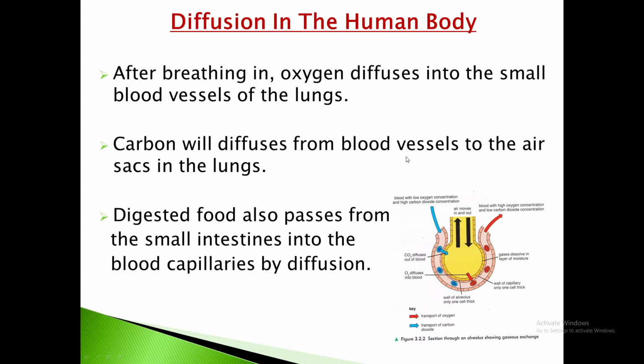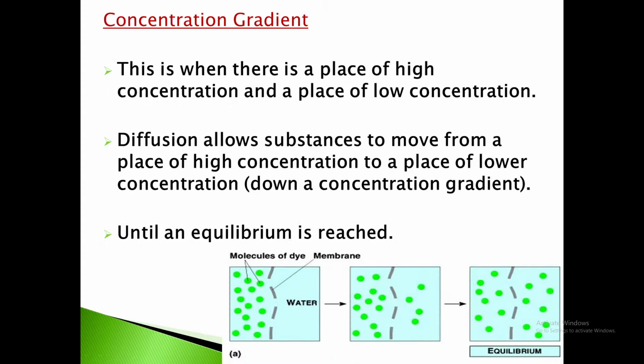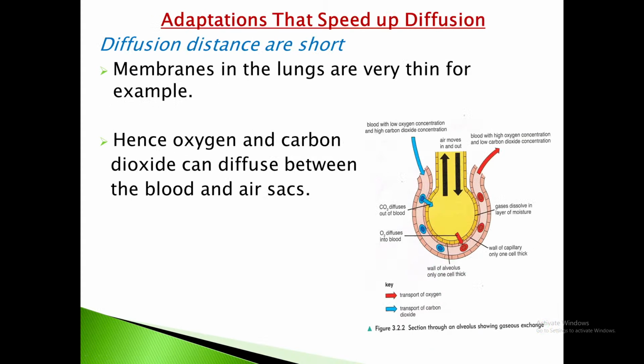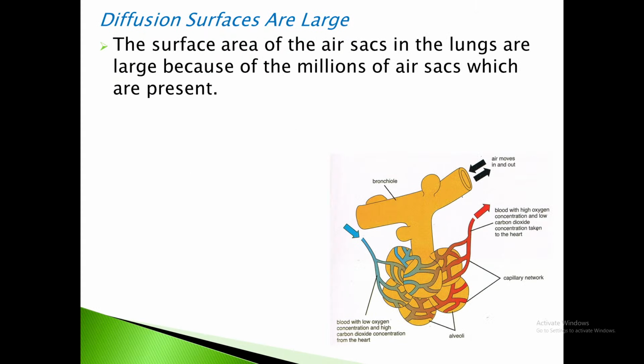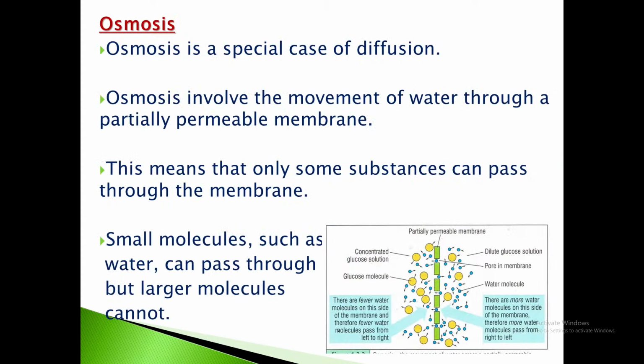Alright, so carbon dioxide will diffuse from blood vessel to the air sac in the lungs. What is known as the air sac is the same alveoli. So when you see that term air sac, they are talking about the same alveoli. Digested food also passes from the small intestine into the blood capillaries by diffusion. So what they are saying is that whenever you consume some food, it is basically going to leave your digestive system via that process known as diffusion.